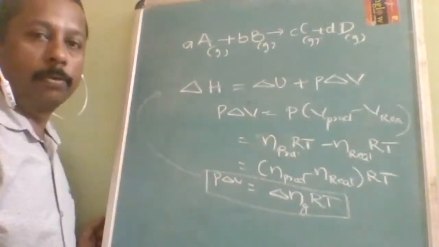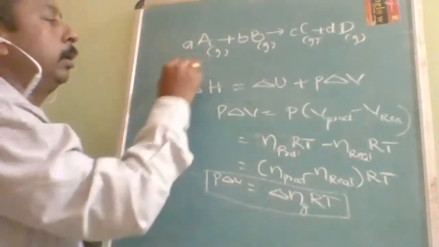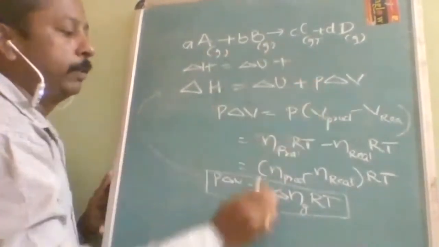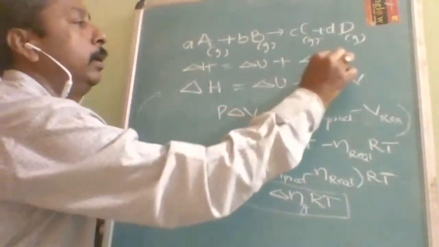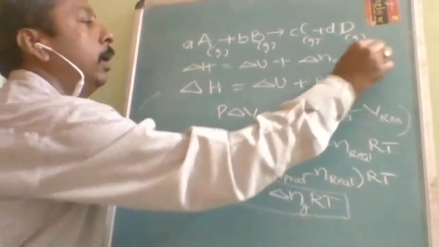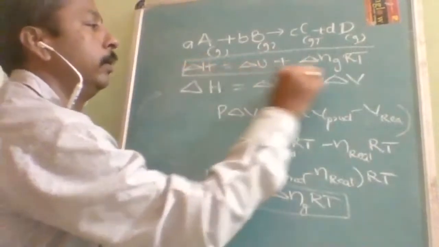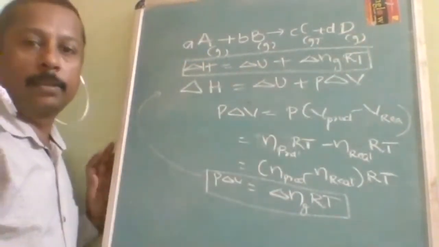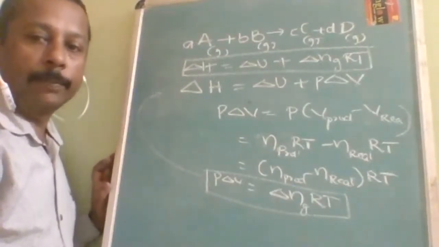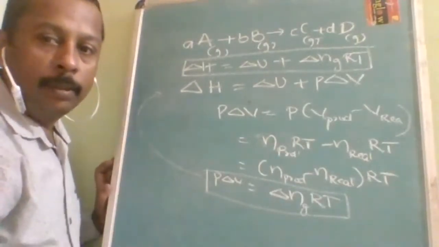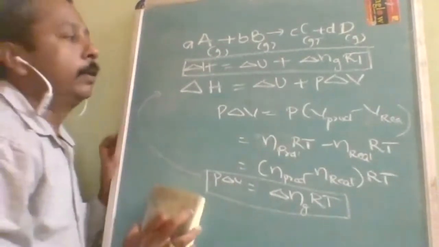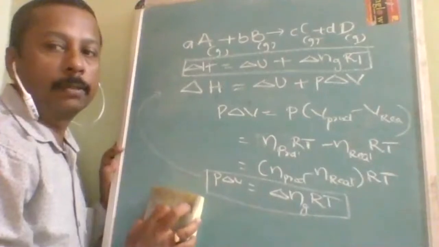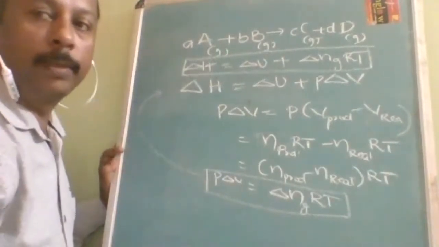So I am substituting here: delta H is equal to delta U plus, in place of P delta V, delta ng into RT. Now this format is suitable for application. This format is applicable for all chemical equations.